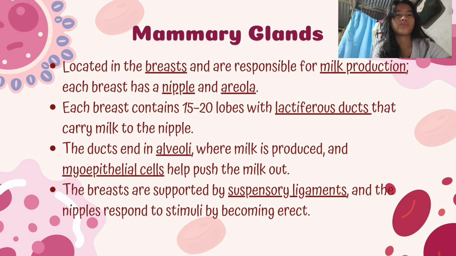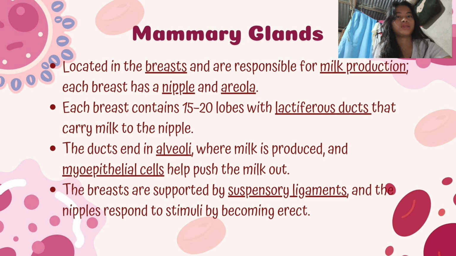So next is the mammary gland. These are part of the female reproductive system. Although they are located outside the pelvic region, they are found within the breast and are responsible for producing and releasing milk to nourish a baby after birth.